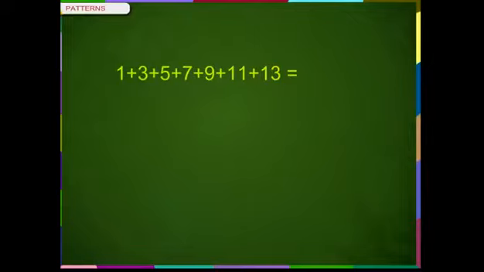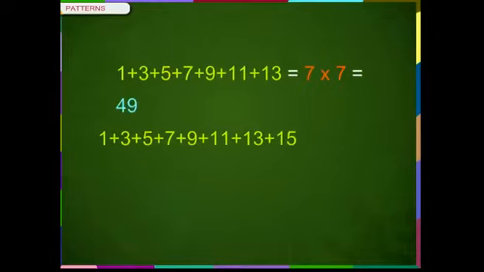Observe the pattern and write the next number in the pattern. In this pattern, there are 7 consecutive odd numbers, so the sum will be 7 into 7, which is equal to 49. In this pattern, there are 8 consecutive odd numbers, so the sum will be 8 into 8, which is equal to 64.